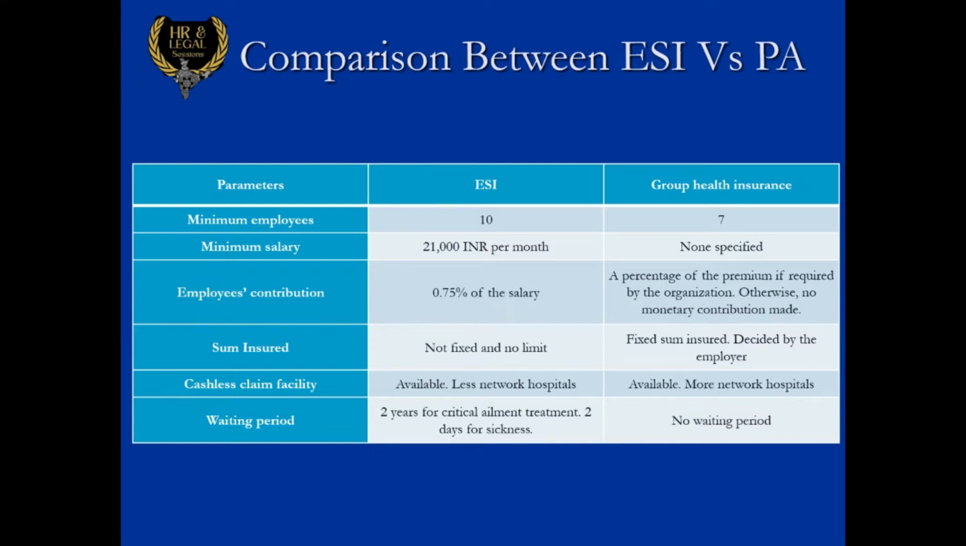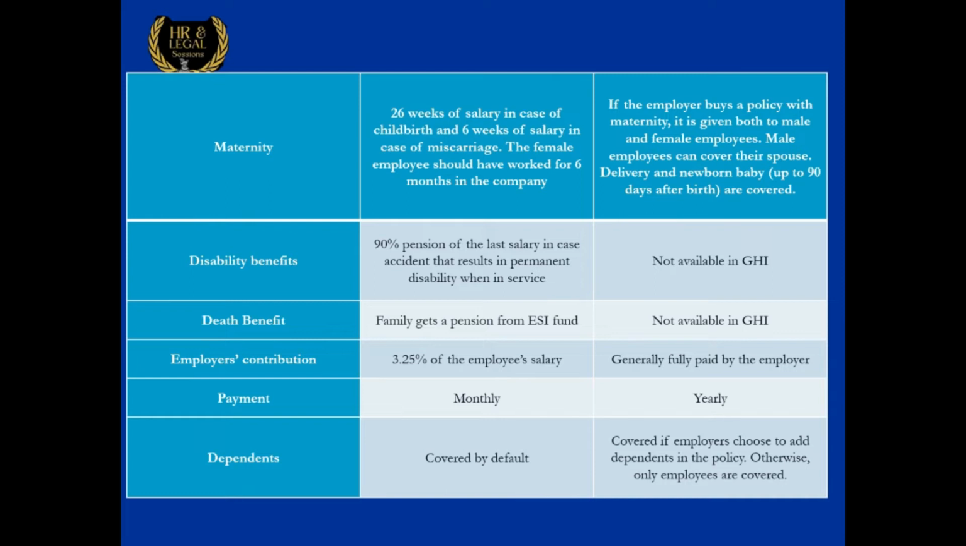And the cashless claim facility which is available in the ESI is available here also. The waiting period in ESI is 2 years for critical ailment and 2 days for sickness. Here there is no waiting period. In the maternity, in the ESI, 26 weeks salary in the case of a child and 6 weeks of salary in case of miscarriage. Here also the employer buys a policy with maternity. It is given to both male and female employees.